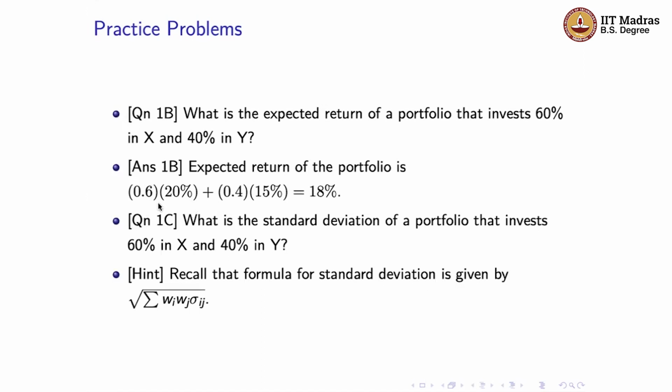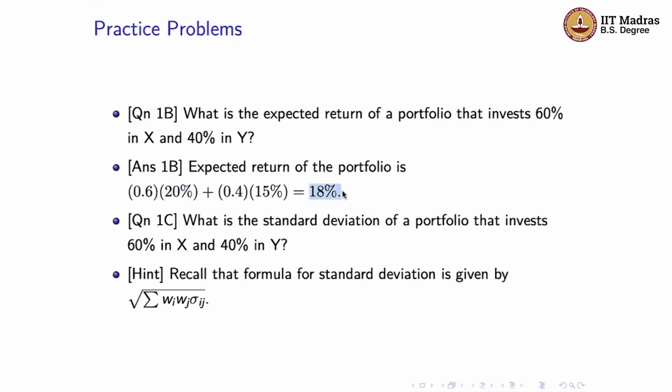And so the answer is: the expected return of the portfolio is 0.6 times 20%. This 0.6 is the weight of stock X in the portfolio, and 20% is the expected return of stock X, plus 0.4, the weight of stock Y in the portfolio, multiplied by 15%, which is the expected return of Y. If we add up all these numbers, we end up getting that the expected return of the portfolio is 18%.